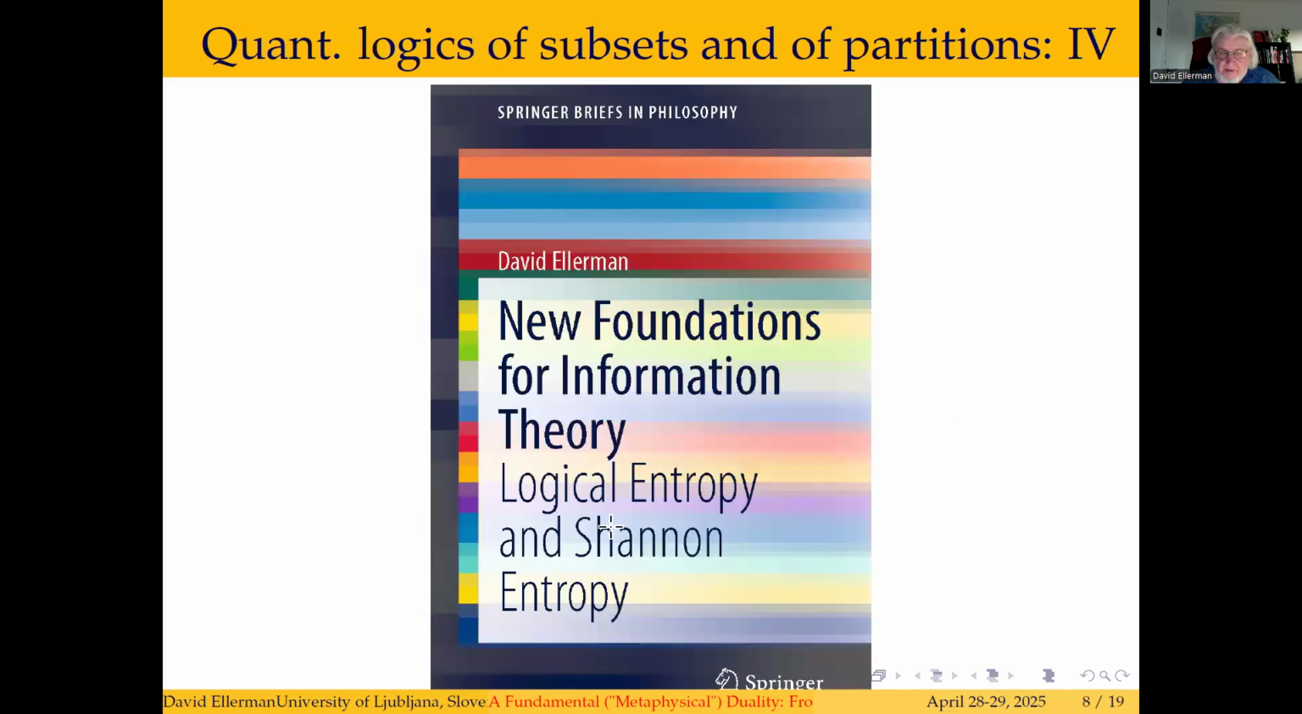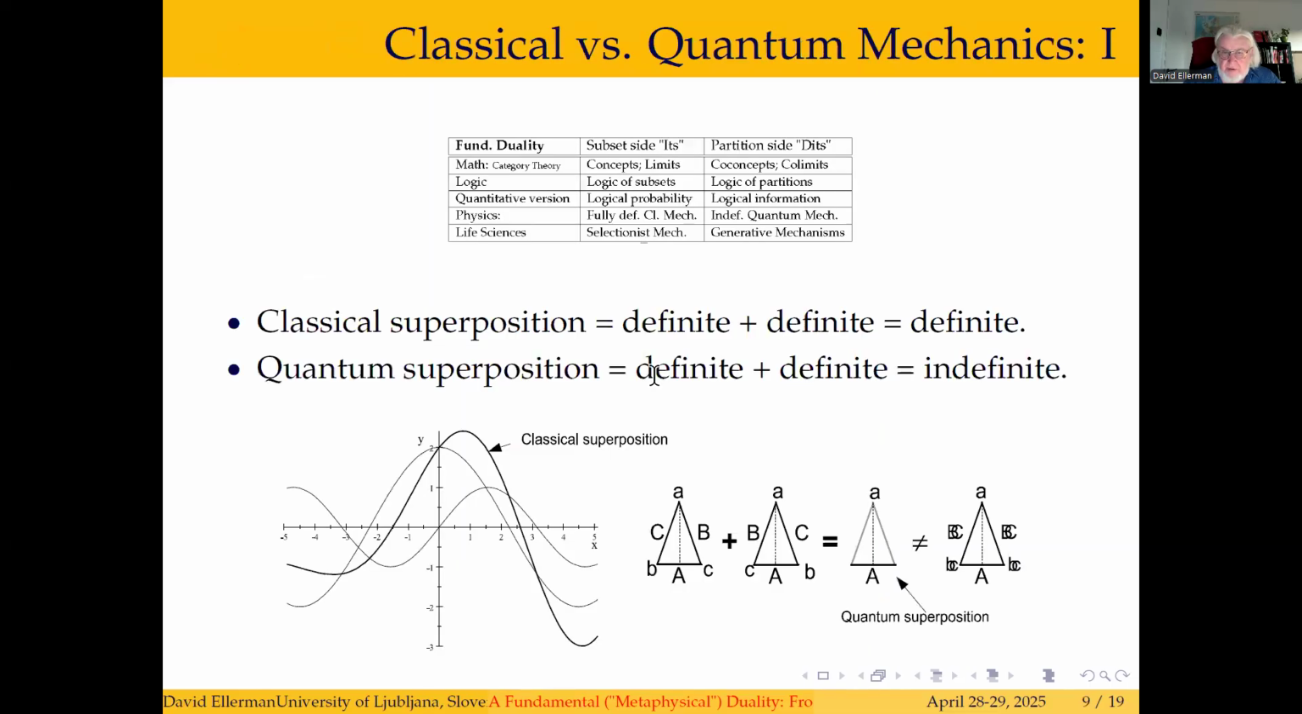And this is all developed in this book, New Foundations of Information Theory, founding information theory on the notion of logical entropy rather than the better known notion of Shannon entropy. The whole book is comparing the two and showing that the more natural notion of information is distinctions, that its quantitative version is logical entropy, and the logic of it is the logic of partitions.